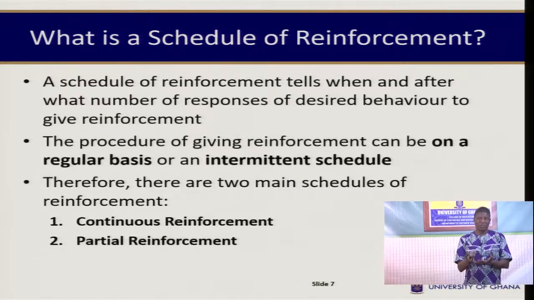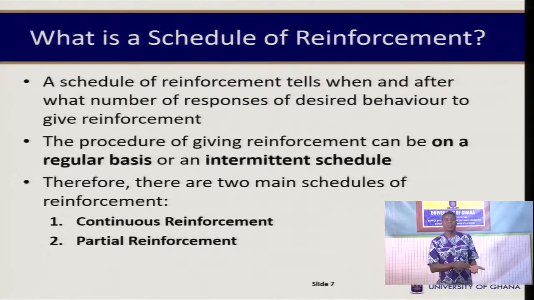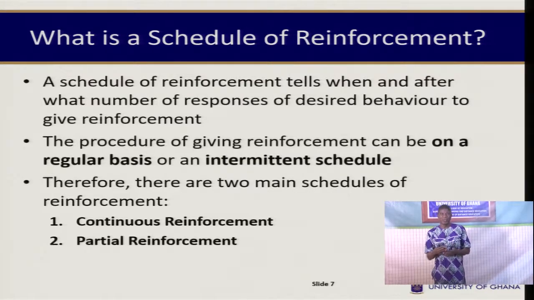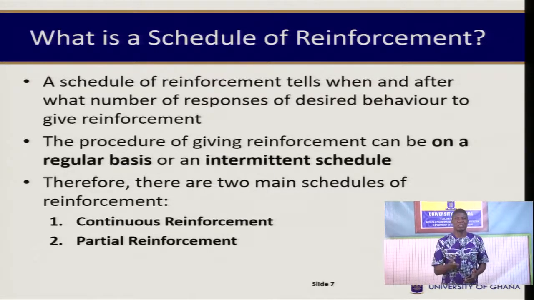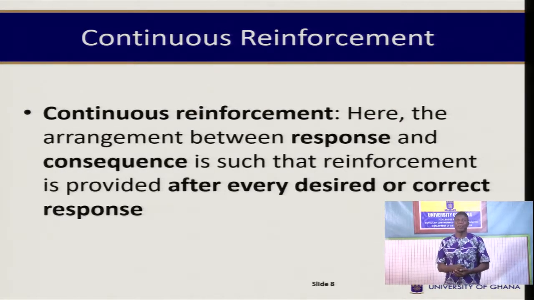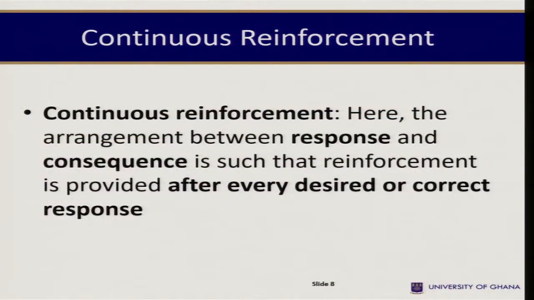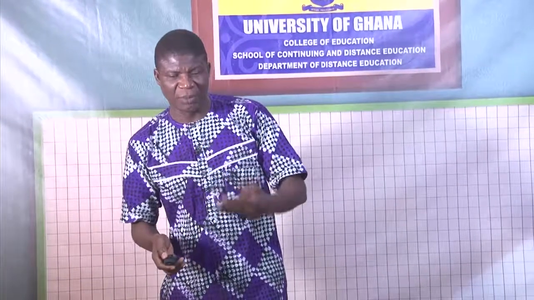The procedure of giving reinforcement can be on either a regular basis or an intermittent schedule. Therefore, we have what is described as continuous reinforcement and partial reinforcement. We'll look at these 2 situations now. Continuous reinforcement. Here, the arrangement between response and consequence is such that reinforcement is provided after every desired or correct behavior or response. This one is straightforward. Any time a desired behavior is exhibited, reinforcement is given. Any time it occurs, we provide a reinforcement.